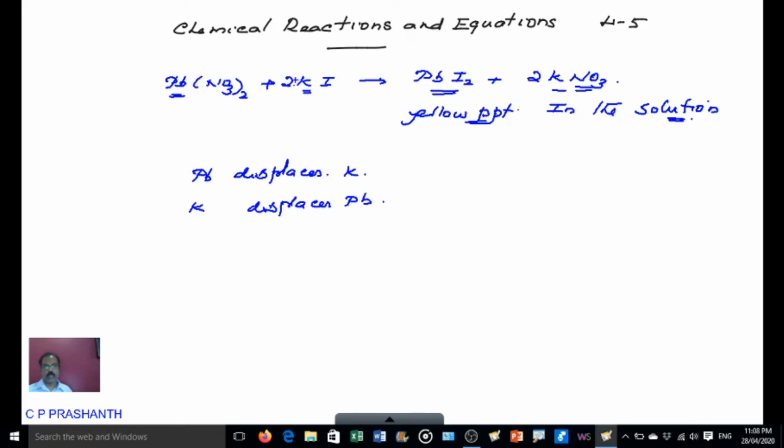So we have seen four types of reactions: combination reactions, displacement reactions, decomposition reactions, and double displacement reactions. You can find out more examples.